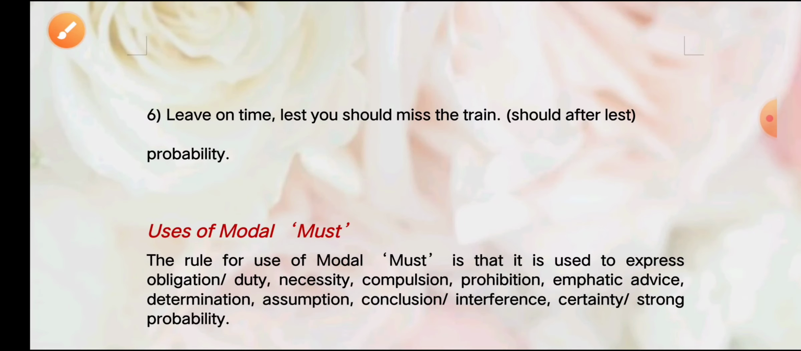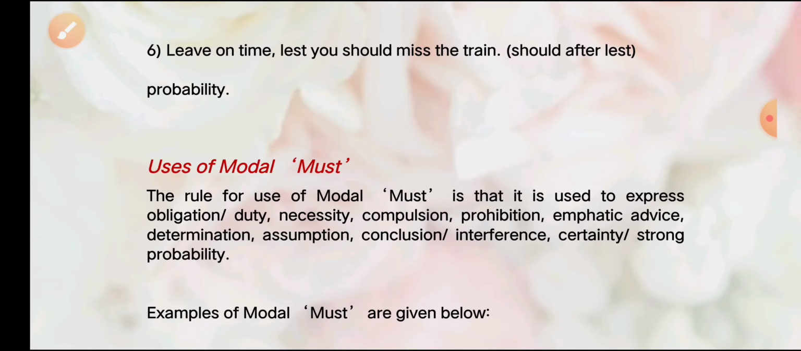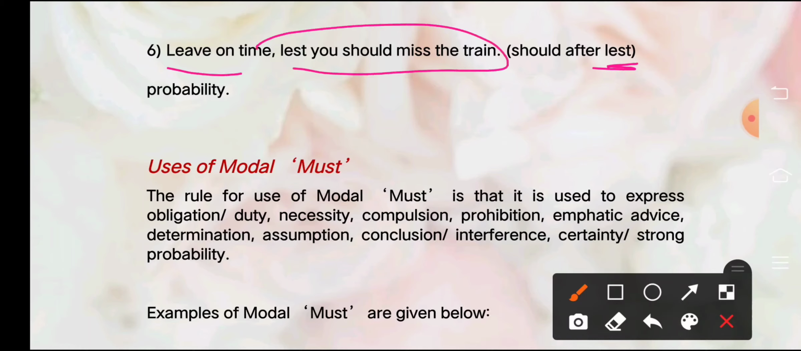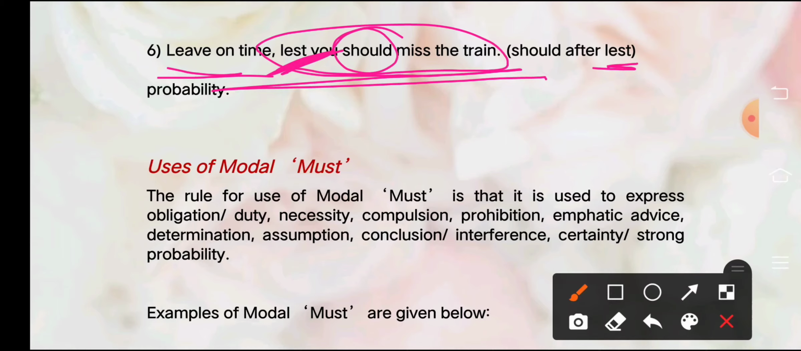Now the sixth and the last example of should, which is very important, and we read that with lest we have to use should. Leave on time, lest you should miss the train. If you don't go on time, your train will be missed. So leave on time; whenever you are using lest, you have to use should in the sentence.